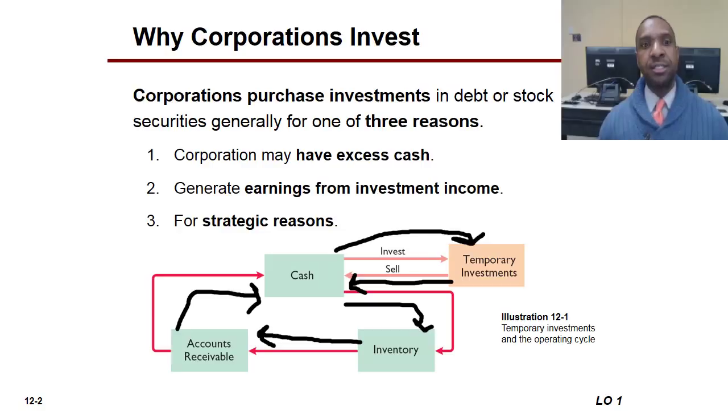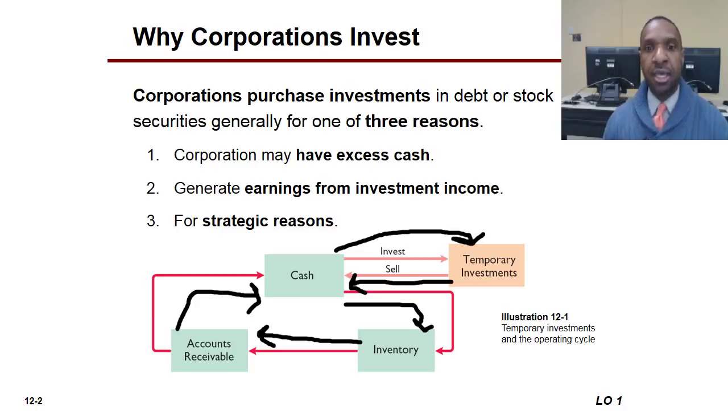So when a corporation invests, they're going to invest in debt or stock most commonly, and these are securities, and generally it's for one of three reasons. The big one is they have excess cash. There's excess cash laying around, which is not really getting a return. It's not earning anything, right? So as a good steward of the company's resources, you want to make sure that money is actually earning as much as it can. So that's one of the reasons.